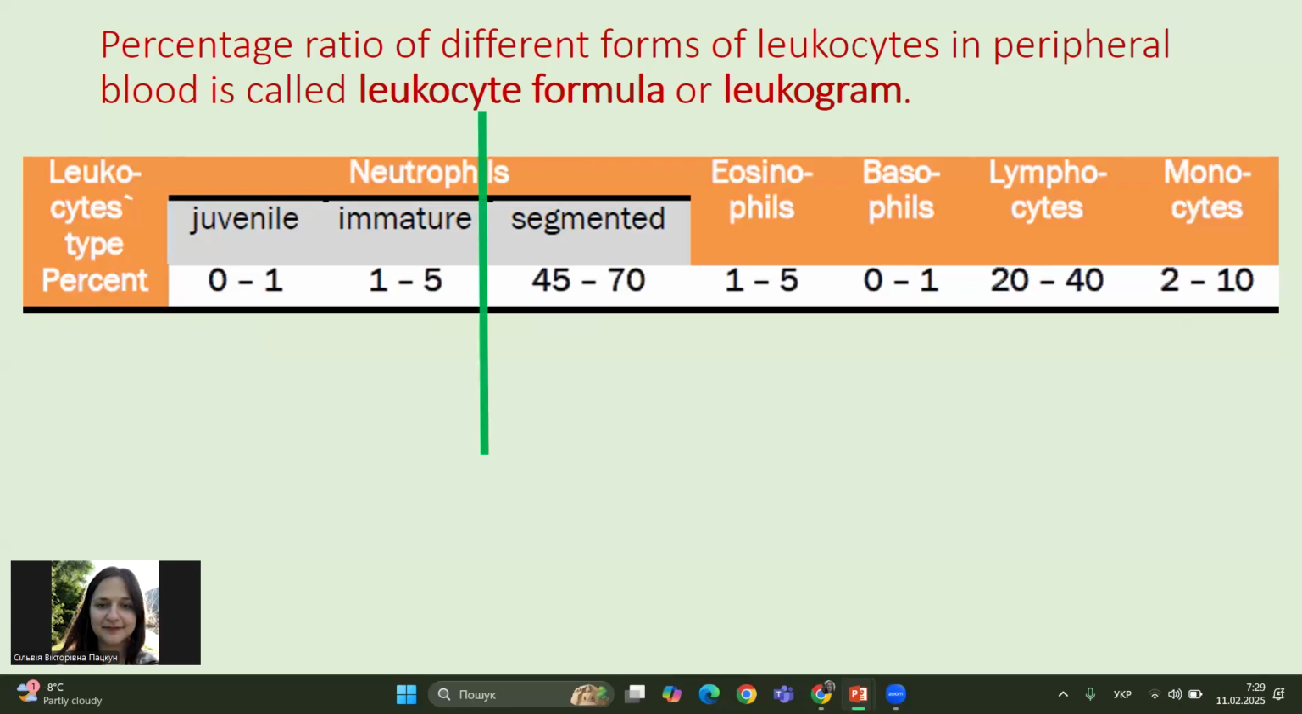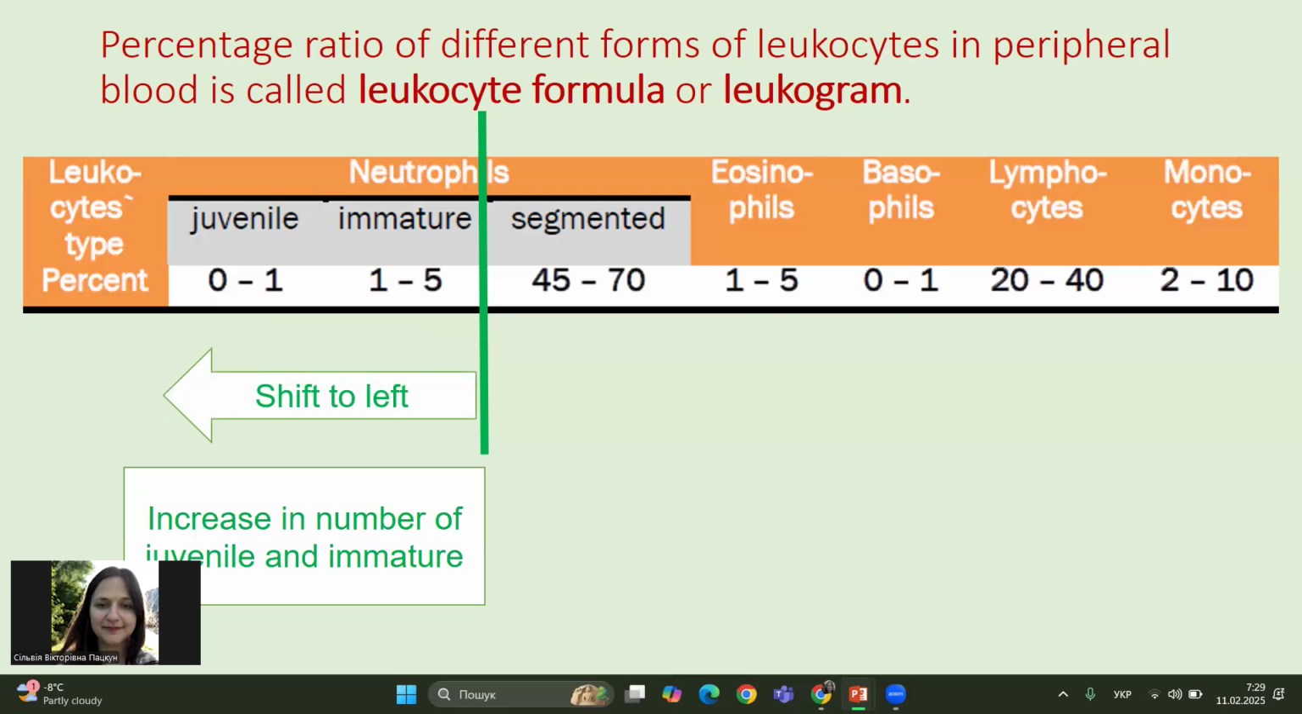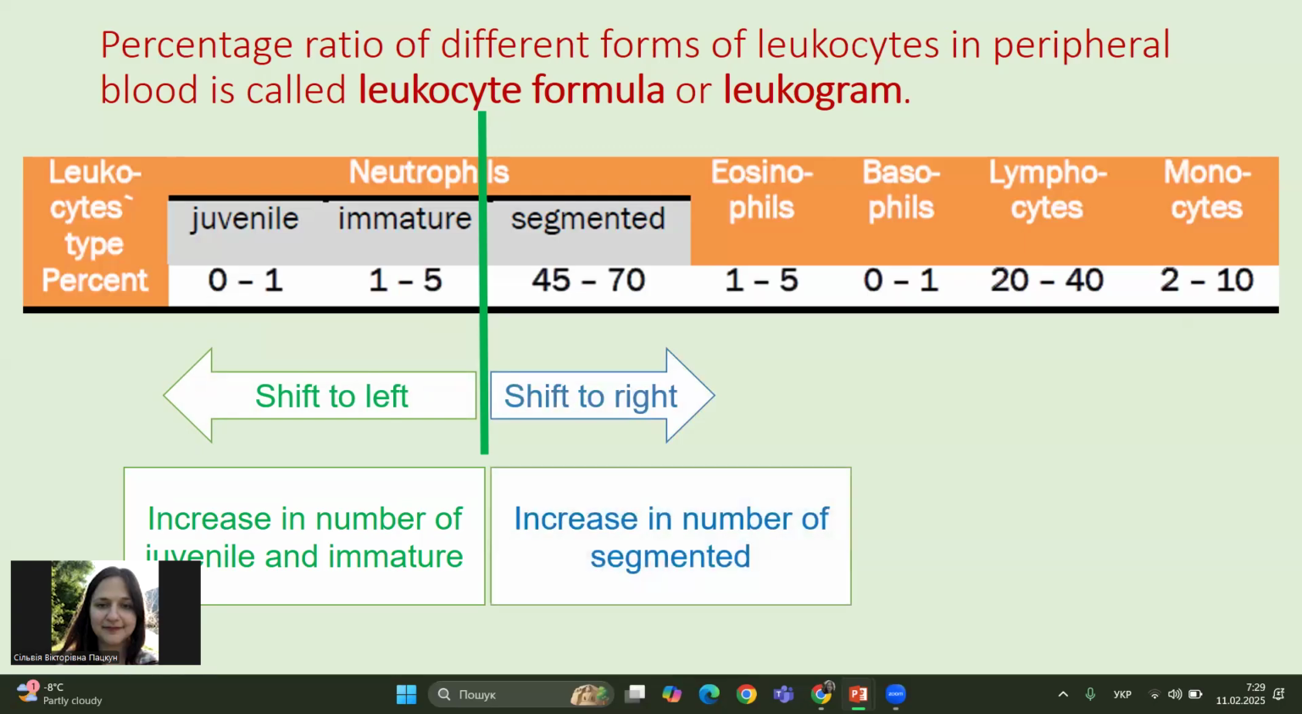And by the evaluation of the young neutrophils, which are juvenile and immature, in relation to the segmented neutrophils, we can talk about the shifting of the formula to the left or to the right. If there is a greater amount of juvenile and immature neutrophils than normal values, and correspondingly lower segmented levels, it's a shift to the left. It can also be a shift to the right in case there is an increase in the number of segmented neutrophils.